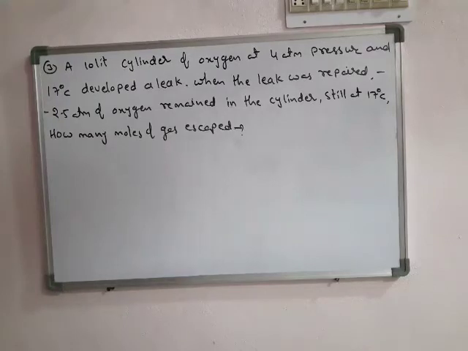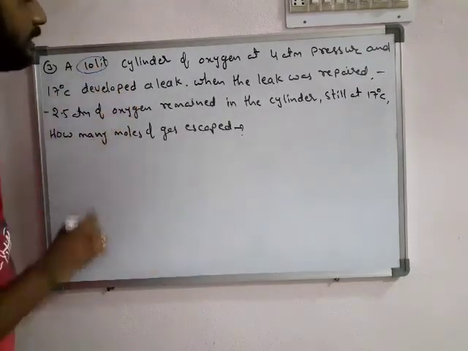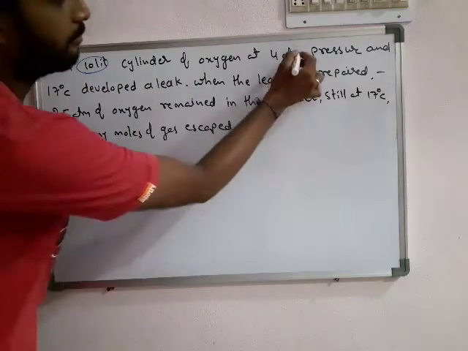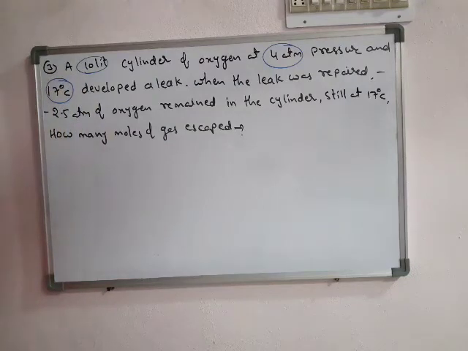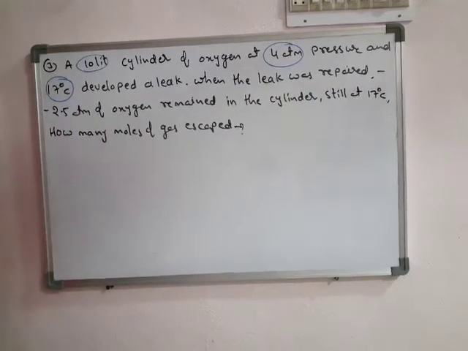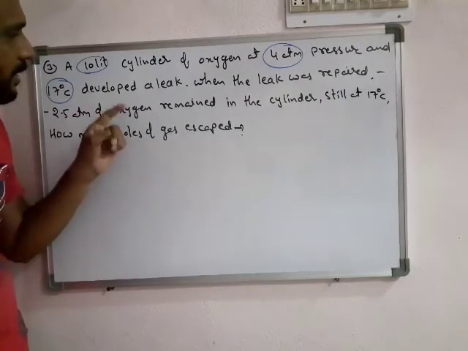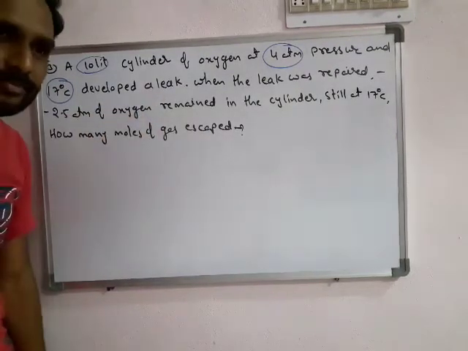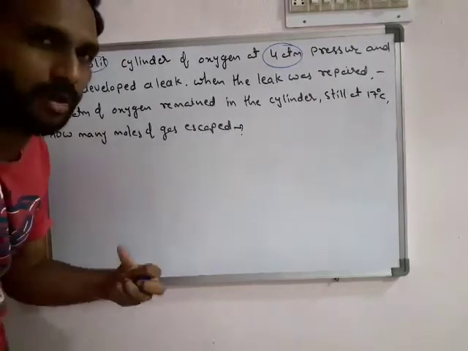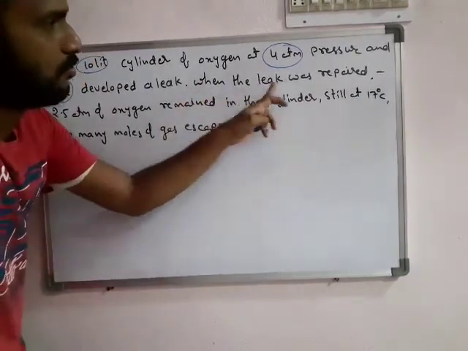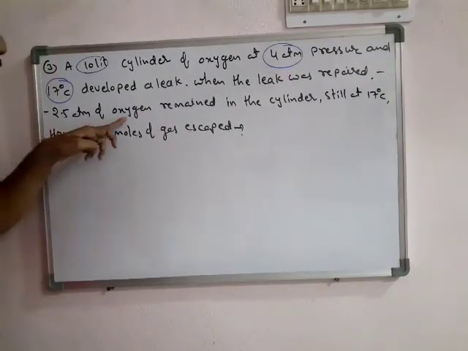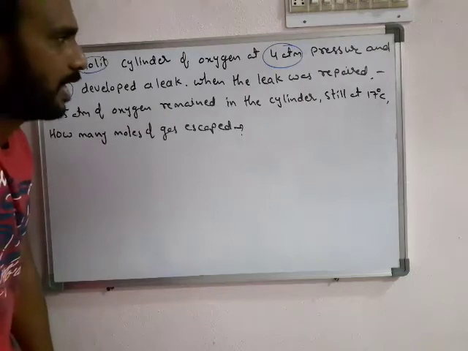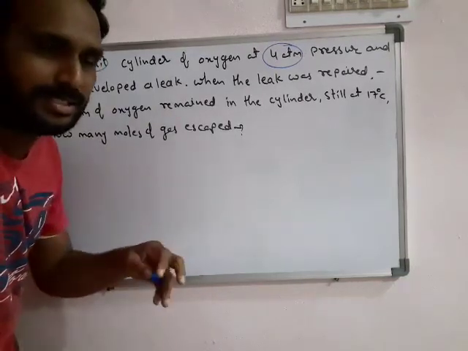Okay, see the next one. Here a 10-liter cylinder of oxygen is present at 4 atmosphere and 17 degrees Celsius, and it developed a leak in that cylinder. A leakage was formed. When the leak was repaired, 2.5 atmosphere of oxygen remained. Means during the leakage some gas leaked.